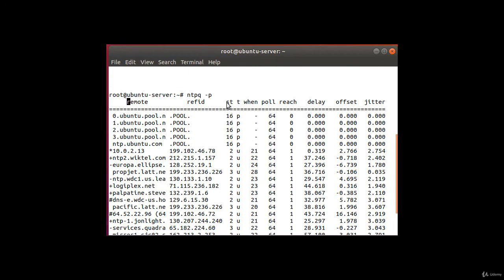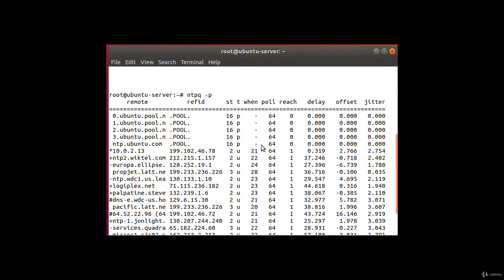Now the third column here is ST. That's the stratum level, which goes from 0 through 16. Okay, so 0, 1, 2, 3, and it goes all the way up to 16.